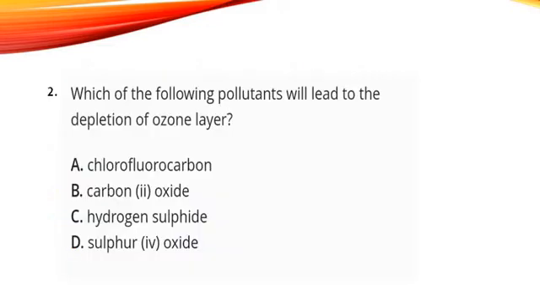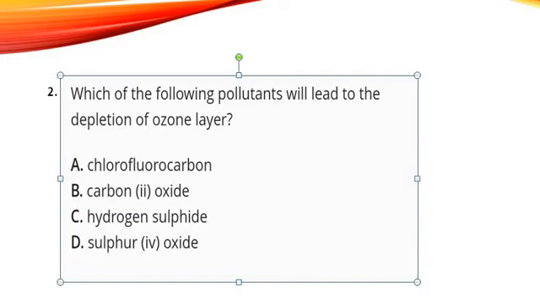Next we have question 2, which says, which of the following pollutants will lead to the depletion of the ozone layer? A, chlorofluorocarbon, B, carbon dioxide, C, hydrogen sulphide, or D, sulfur dioxide. Actually, chlorofluorocarbons or CFCs destroy the Earth's protective ozone layer, which shields the Earth from harmful UV rays. When depleted, this leads to a rise in the global temperature, also called global warming. So we can say that our answer here is A, chlorofluorocarbon.